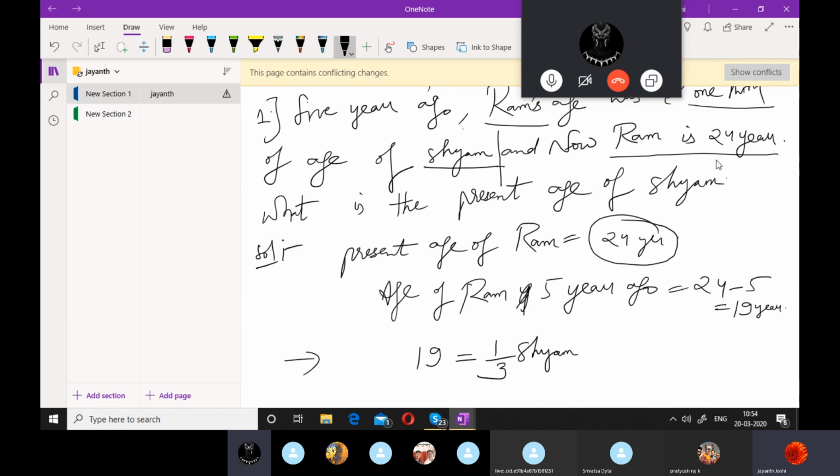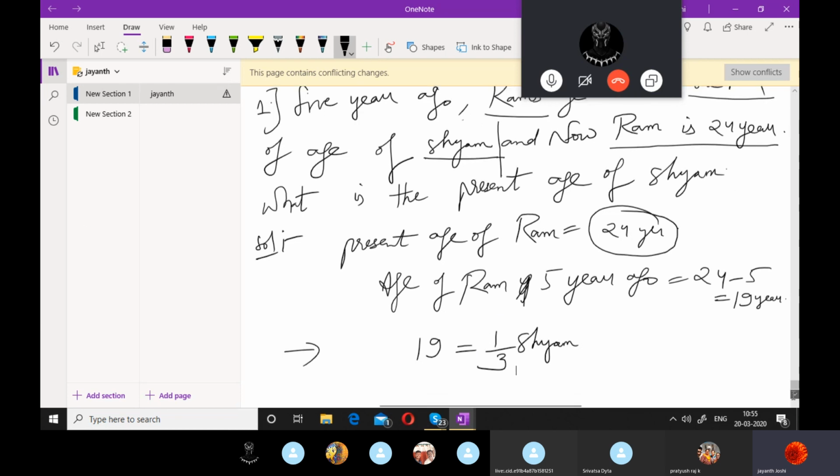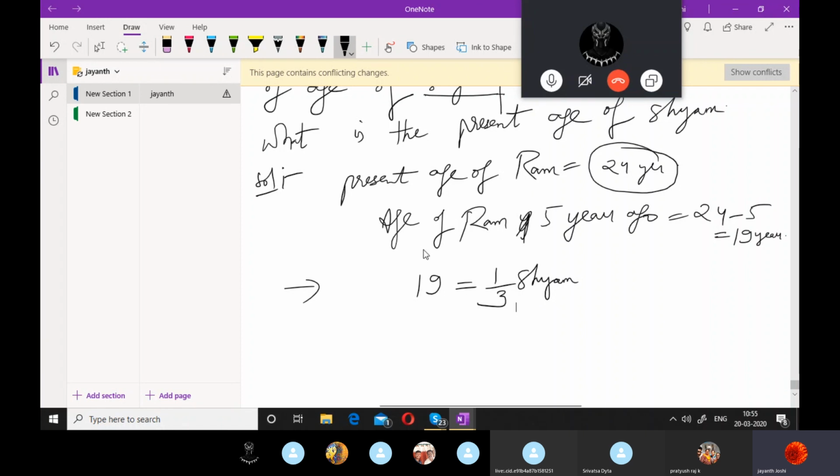So with the present age of Ram, I just subtracted 5 and got the age 5 years back, which is 19 years. Now the question says 5 years ago, that is when Ram was 19 years old, he was 1/3 of the age of Sham. Okay. So we found the equation. Now let us find out Sham's age. I'll just cross multiply this here. 19 threes are how much? 57. So Sham's age 5 years ago is 57.